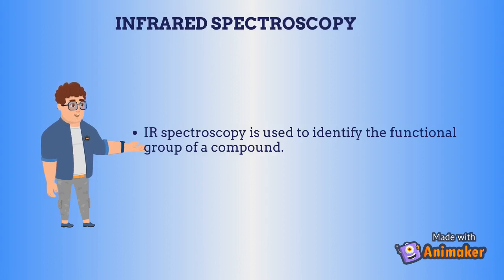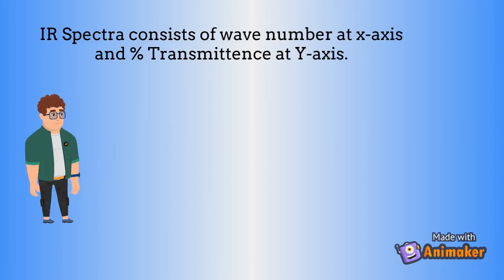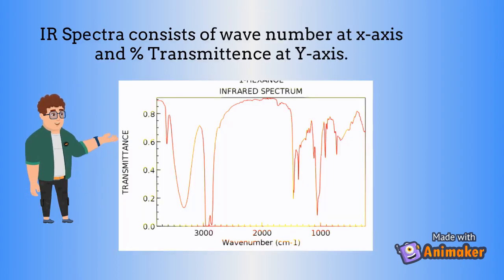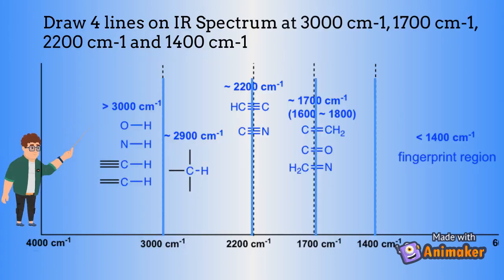IR spectroscopy is used to identify the functional groups of a compound. IR spectra consist of wave number on the x-axis and percent transmittance on the y-axis. Draw 4 lines on the IR spectrum at 3000 cm inverse, 1700 cm inverse, 2200 cm inverse and 1400 cm inverse.